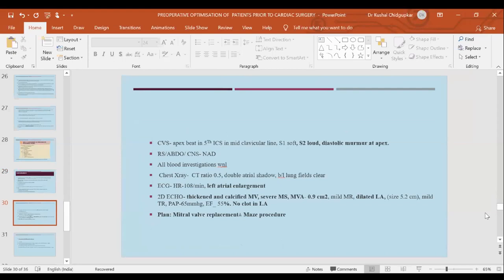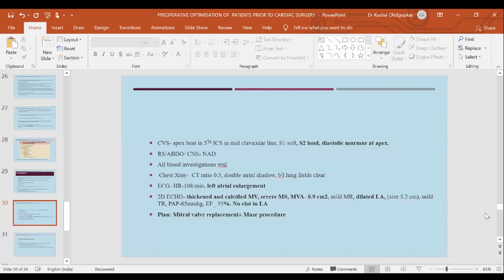If you can show the X-ray, do you have an X-ray or no? So CT ratio is 0.5. There is a double atrial shadow and bilateral lung fields are clear. So there are a lot of contradictory things. The double atrial shadow at this dilatation of 5.2 centimeters is not really possible. So the virtual scenario that you have created is not corresponding. Either the size measurement is incorrect or the double density is an incorrect finding. So you understand how I'm trying to correlate all the findings together.